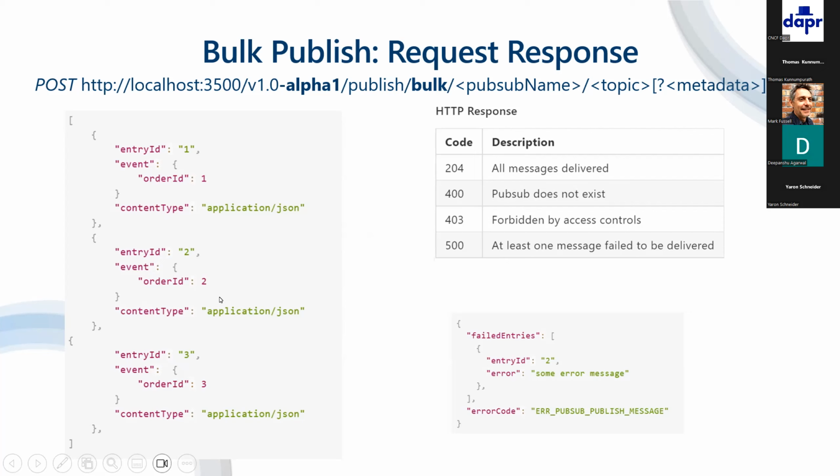Let's say a particular entry fails for some reason, say entry ID 2. The response we receive will tell us which entries failed. If all the messages are delivered, then we will receive a 204. Similarly, we will receive a 500 if at least one message failed to be delivered, and accordingly other responses, like 400 if the Pubsub does not exist, and a few other options. This is the HTTP API I have shown here. Similarly, we have a gRPC flavor in a similar fashion.